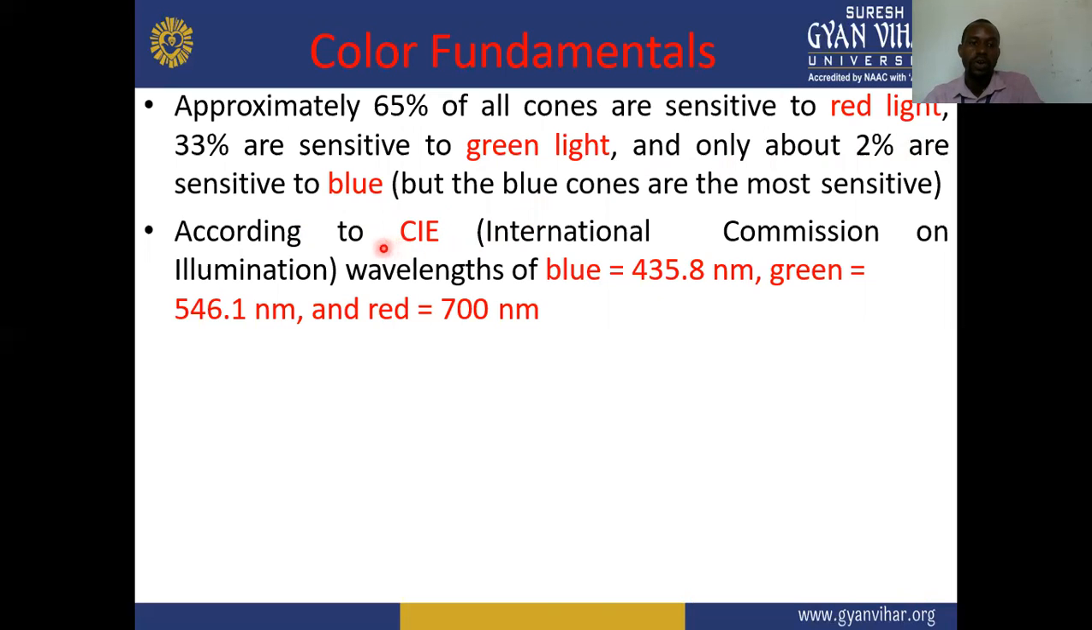Okay. So we have an international commission on illumination known as the CIE, and according to the CIE, the wavelength of blue is up to 435 nanometers, while the green starts from 541.6 nanometers, and the red color starts from 700 nanometers. These are the different color fundamentals that we do have in existence.